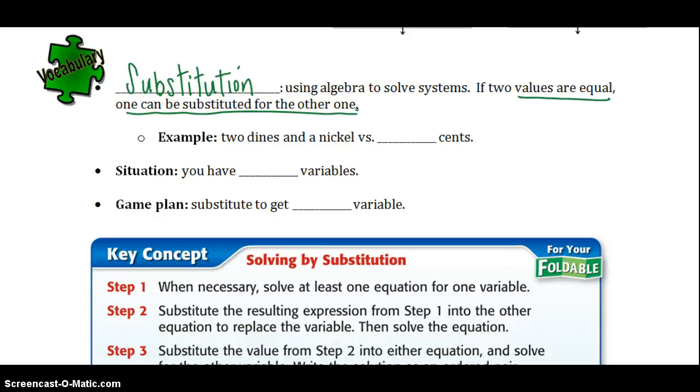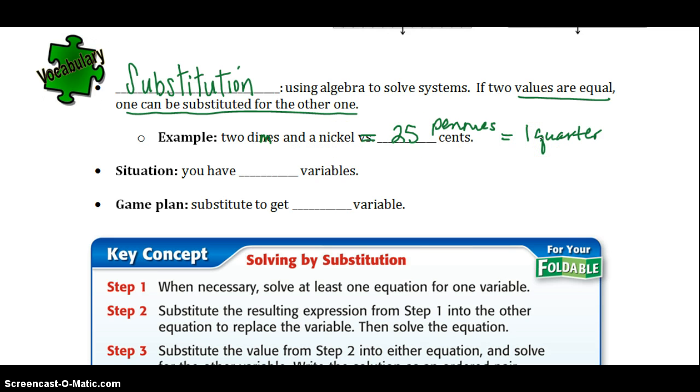For example, when you have 2 dimes and a nickel, it's the same thing as a quarter. It's 25 cents. So that could be 25 pennies, or it can be 1 quarter. So all three of these are equal: 2 dimes and a nickel, 25 pennies, 1 quarter. You can substitute all of those for each other.